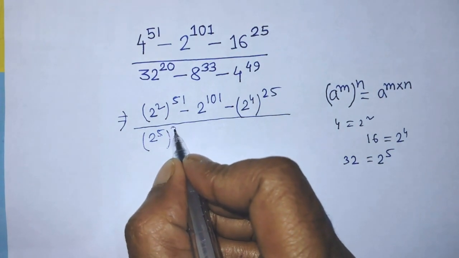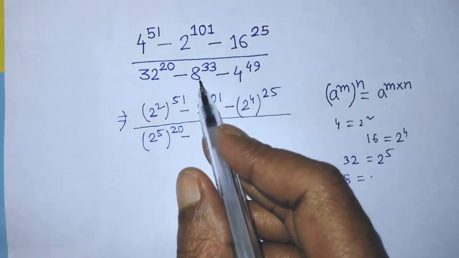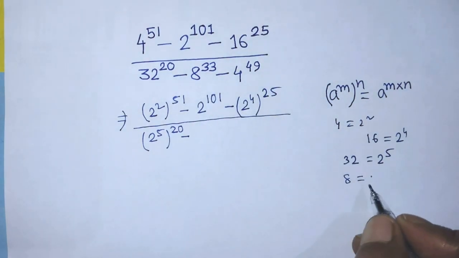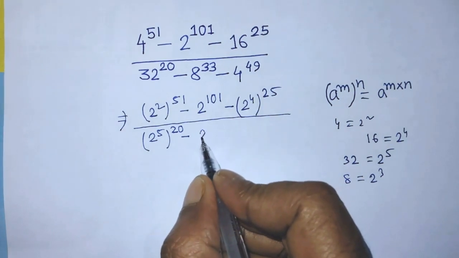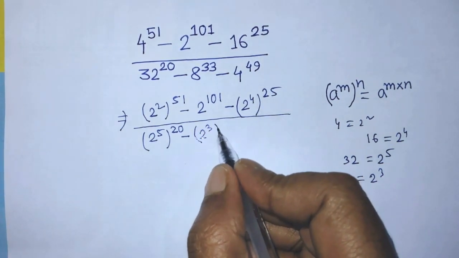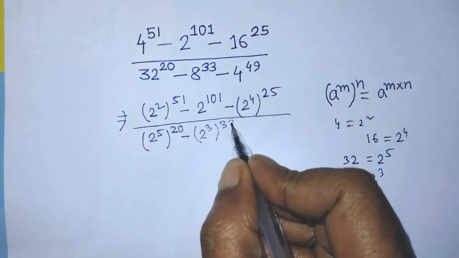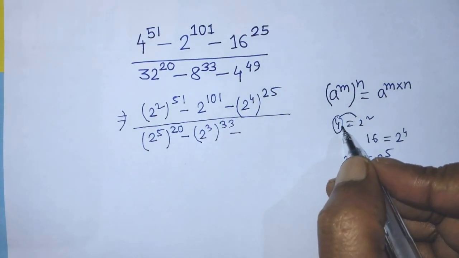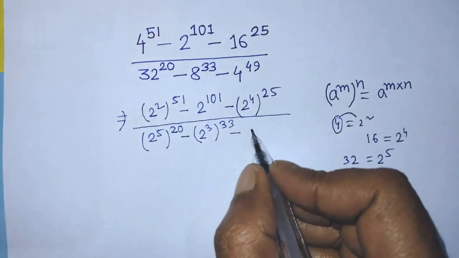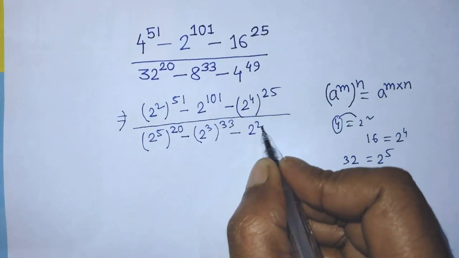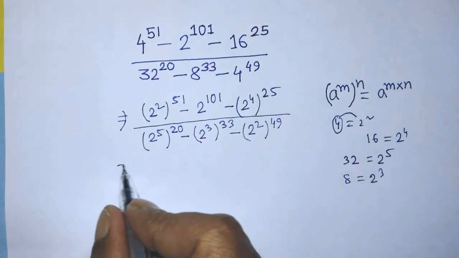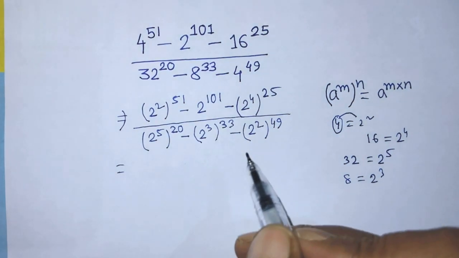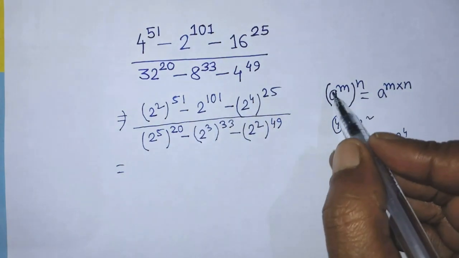20 minus, in the place of 8 we have to write the exponential form of 8. The exponential form of 8 is 2 to the power 3. So in the place of 8 we have to write 2 to the power 3 whole to the power 33 minus, the exponential form of 4 is 2 to the power 2. So we have to write 2 to the power 2 whole to the power 49.